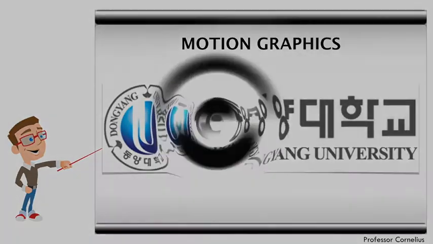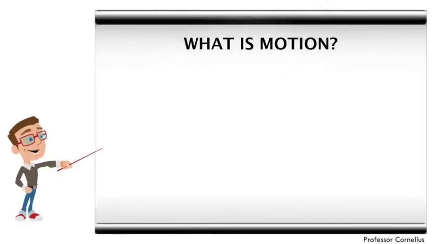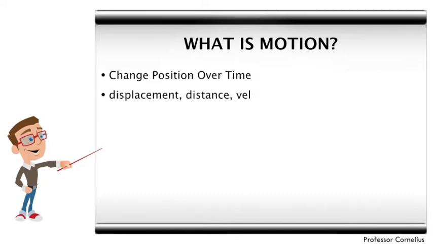Here we go. What is motion? In physics, motion is the change in the position of an object over time. Motion can be described mathematically in terms of displacement, distance, velocity, acceleration, speed, and time.